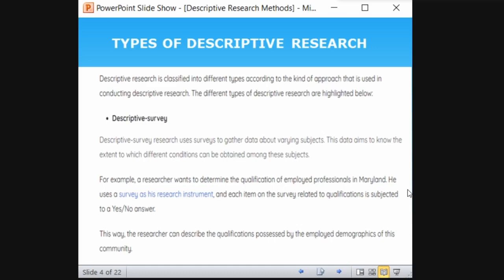So this way, after getting the information, the researcher can describe the qualification possessed by the employed demographics of this community. So once he gets the answer based on this research survey, he can determine, oh, these are the qualifications that the employed professionals are having in the Maryland community. I hope this is the description. Okay, this is the description of the qualification possessed by the community. So this kind of method type is called a descriptive survey.